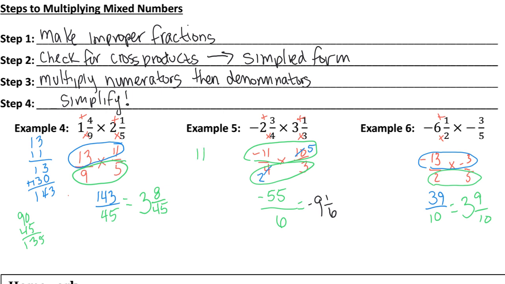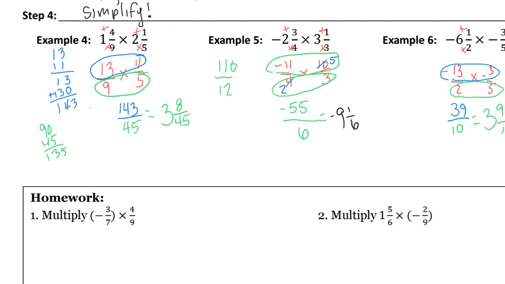So if you didn't, it would have been 110 over 12, and then you would have had to divide by 2, and then make it into a mixed number. So that's a little bit harder, I think. And then example 6 is 3 and 9/10. No cross products there, so it's just straightforward. Okay. Down below is your homework, so get to it.